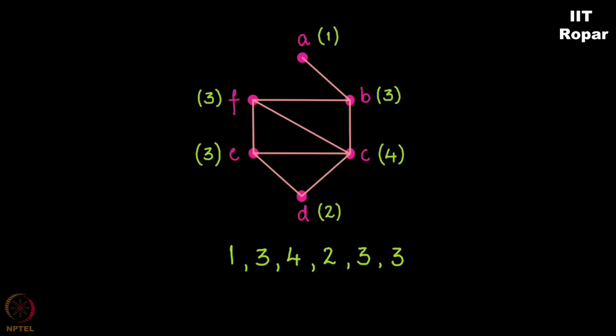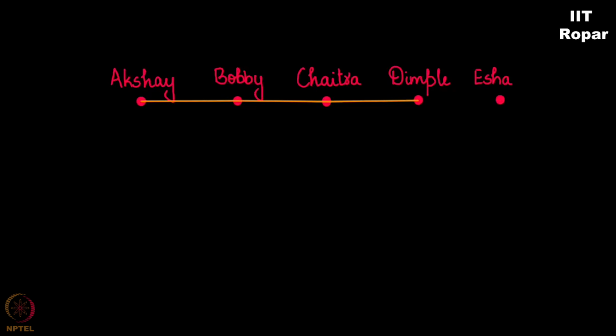Look at this situation. Akshay knows Bobby, Bobby knows Chaitra, Chaitra knows Dimple, Dimple knows Esha, and nobody else knows anyone else outside this friendship. These are the edges. Now, you see how the graph looks? It looks like a road starting from one location to another location. This is actually called a path graph.